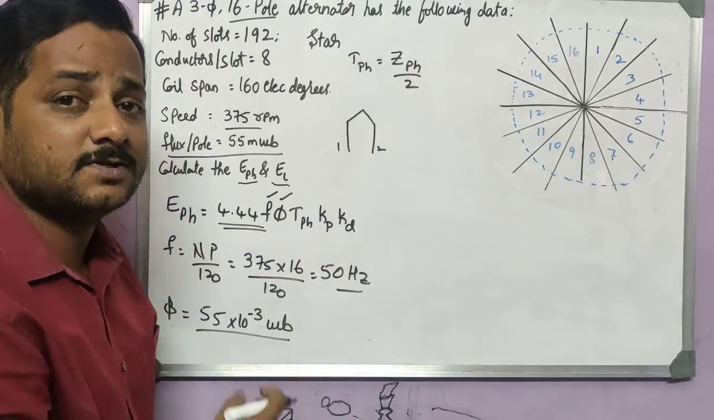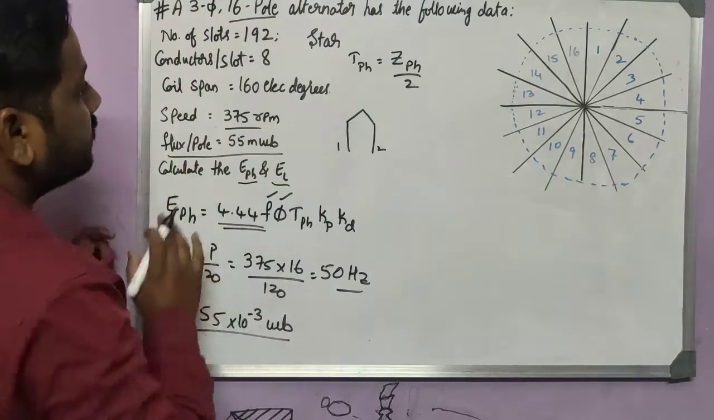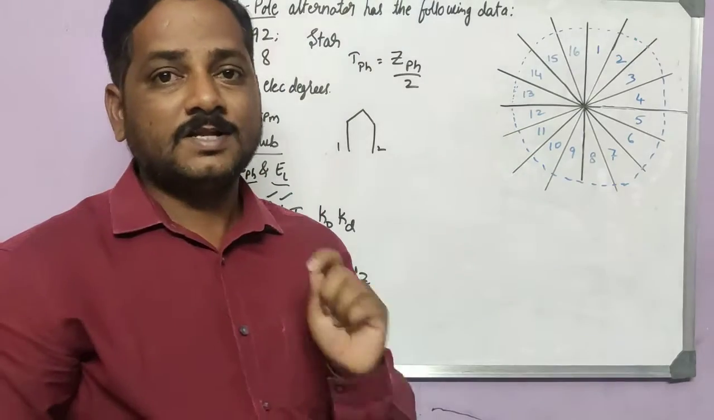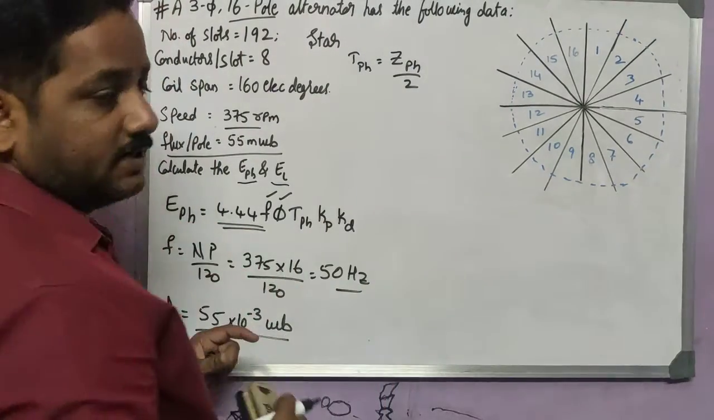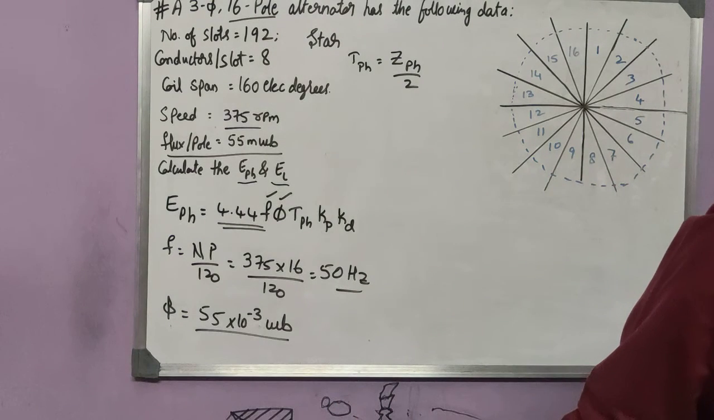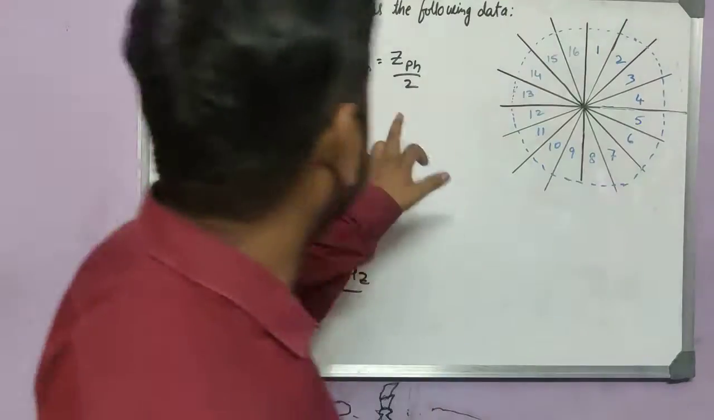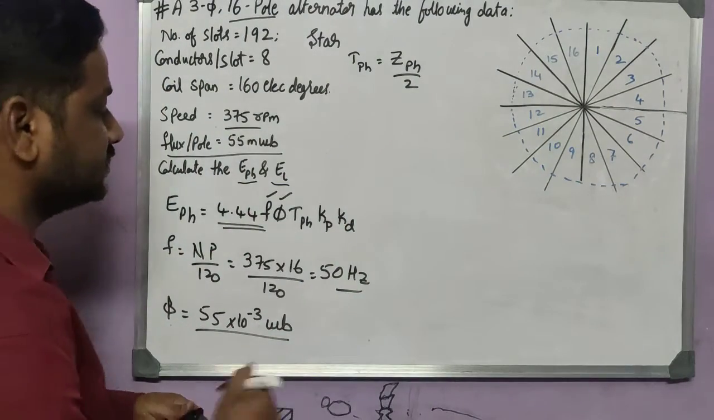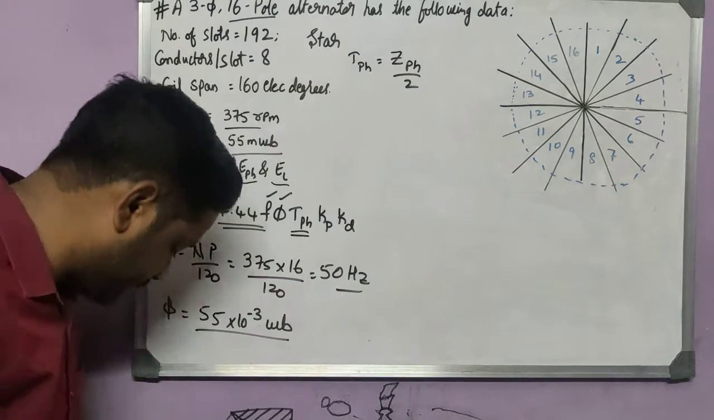So Z phase is nothing but the total number of conductors per phase. In this problem, conductors per slot is given, but they have not mentioned the conductors per phase, so we need to find that. Conductors per phase has to be identified. After that we can find out the number of turns. Before finding this turns per phase, I will explain the concept of Kp and Kd.